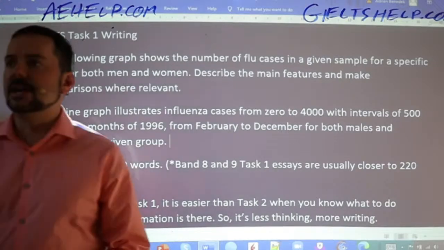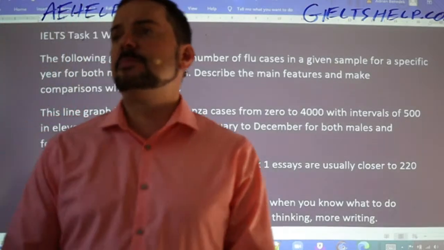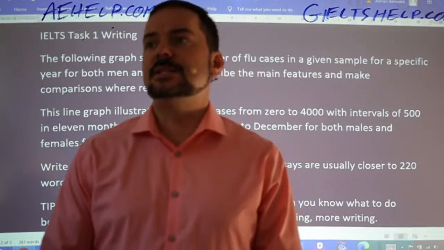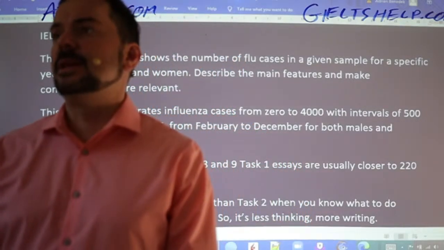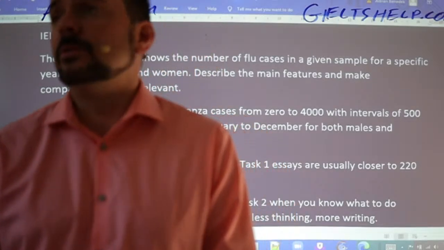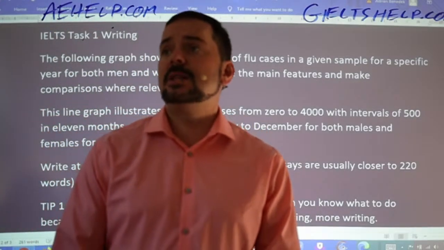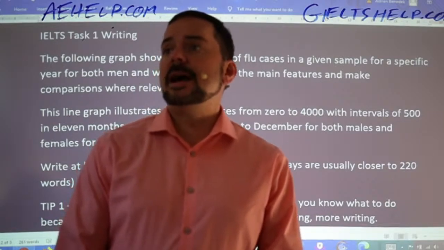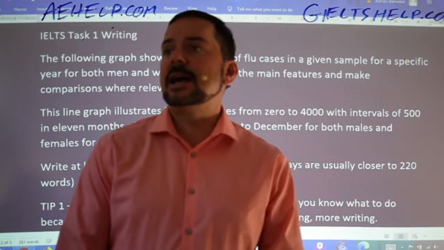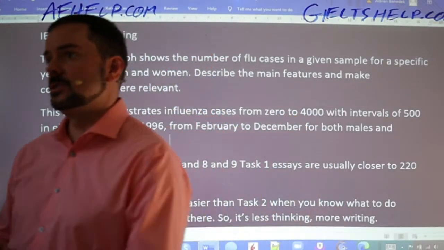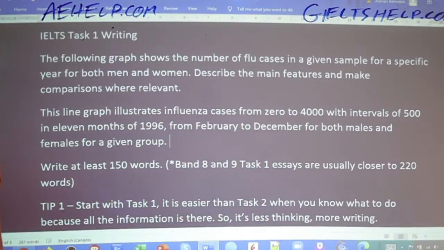Deepika writes, the line graph depicts the flu rates in a given population, including men and women, in the year 1996 with the numbers on the y-axis and the months on the x-axis. Deepika, that's pretty good too. I like it. Capitalize that T, and put a comma after population and after 1996. You're creating an additive clause there, so make sure to put commas on both sides of that clause.